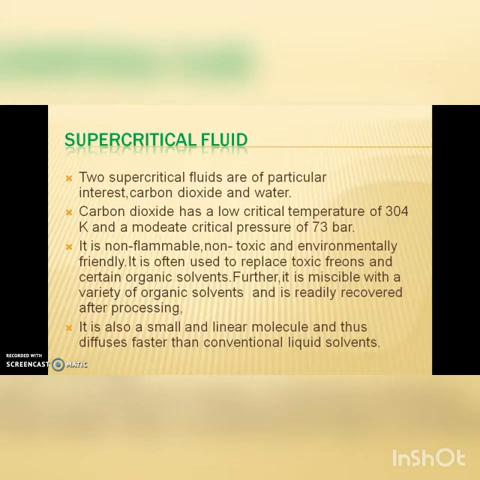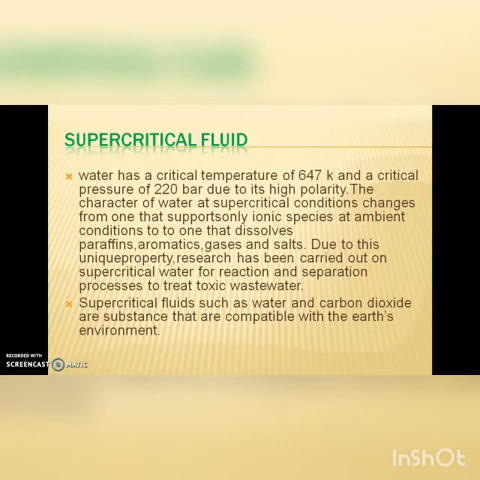Carbon dioxide has a low critical temperature of 304 Kelvin and a moderate critical pressure of 73 bar. It is non-flammable, non-toxic and environmentally friendly. It is often used to replace toxins, freons and certain organic solvents. Further, it is miscible with a variety of organic solvents and is readily recovered after processing. It is also a small and linear molecule and thus diffuses faster than conventional liquid solvents.